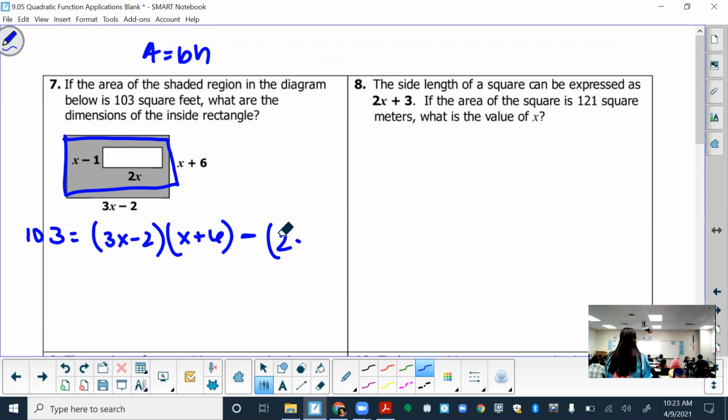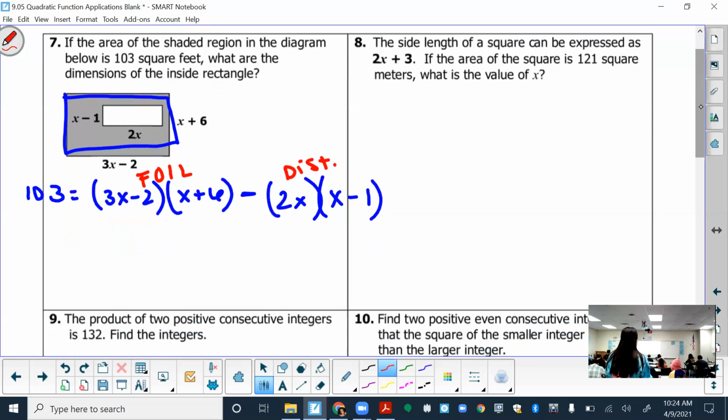Good. I'm gonna write it this way because I know when you distribute for the next part, you have to keep the negative with the 2x. And that's easier than keeping it with the x minus 1. All right, but that's how you set it up. So you would have to FOIL this out, distribute this, and then do the subtraction. And then you'll get something nice. So like, let's keep going with this one.